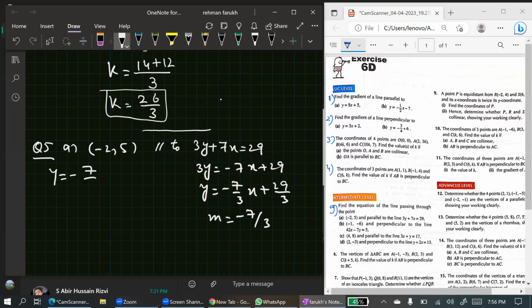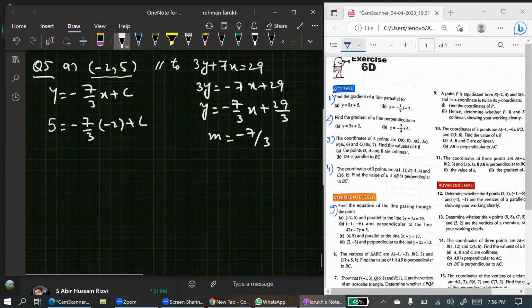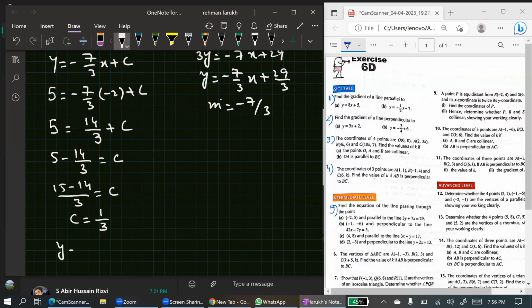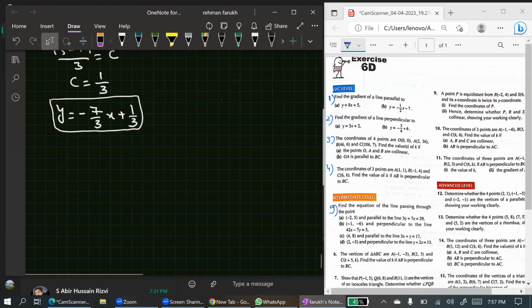So y is equal to minus 7 over 3x plus c, and this line passes through the point minus 2 and 5. We can put x and y to find c. Can we multiply 3 with 5? No, we have to take the LCM. Or we can subtract this one from 5. This one is the equation of the required line in part number 1. Is there any problem? Now part B.